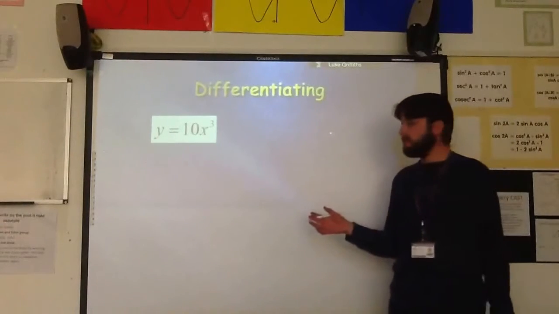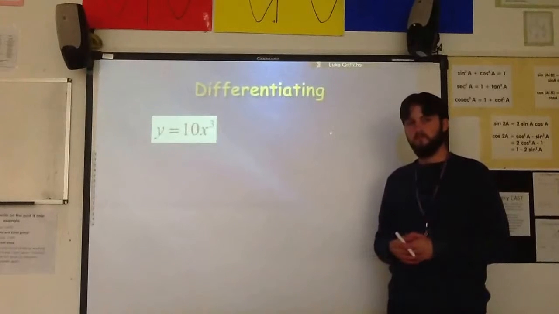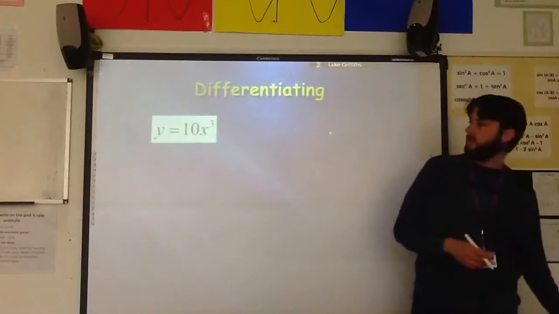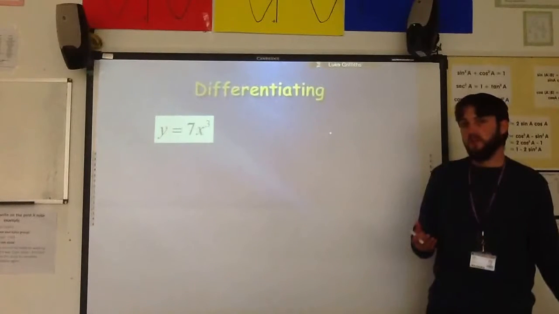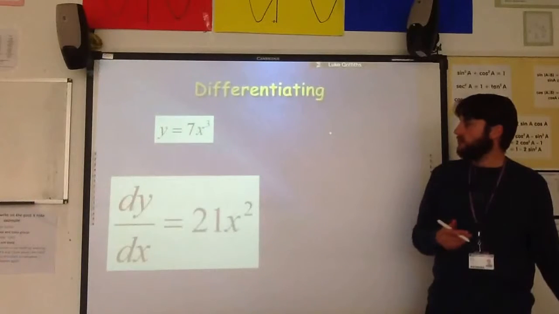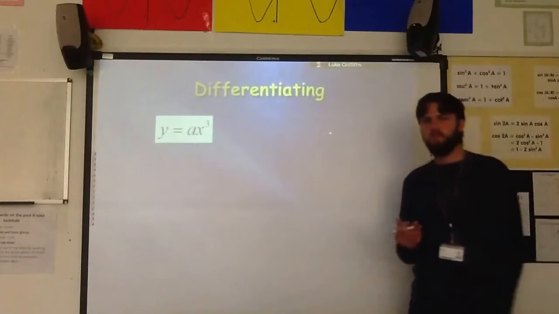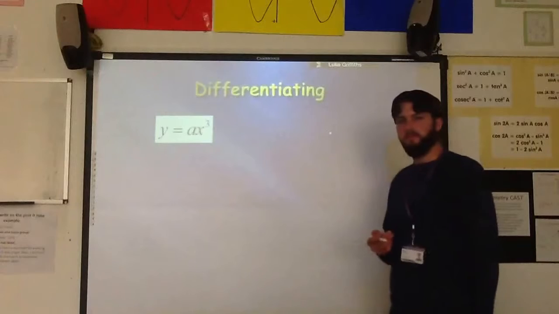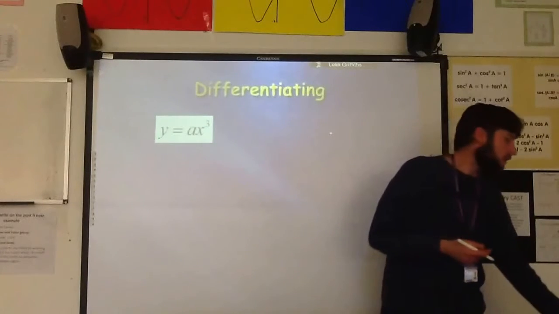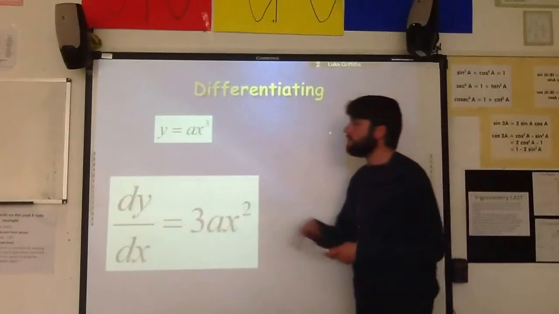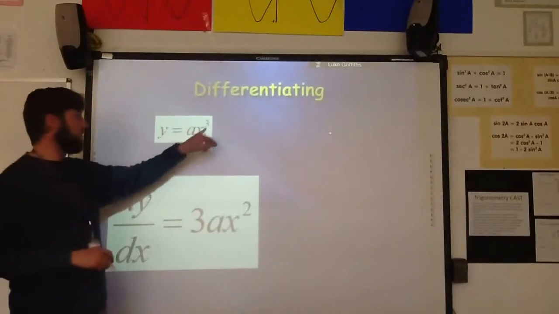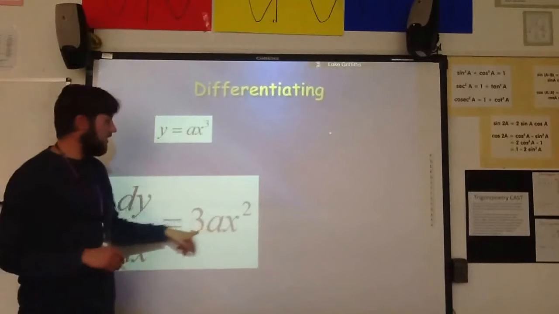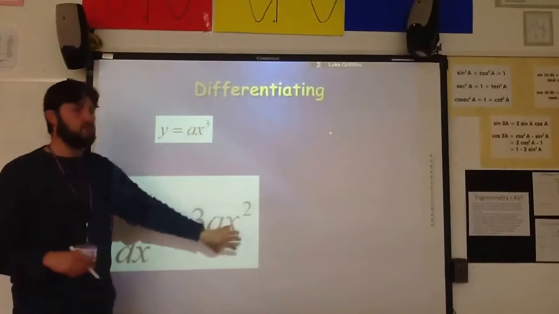For 10x cubed, 30x squared. 7x cubed, 21x squared. Any number times x cubed, we're going to multiply it by 3. So you'll see what's happening this time is that we are multiplying by the power, and that the power is changing from x cubed to x squared.